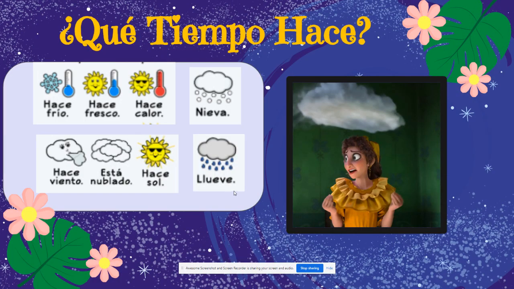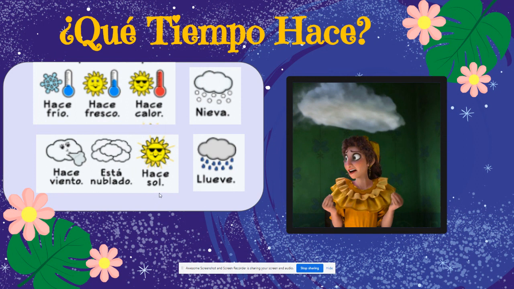I also like to begin every class with checking in about the weather. And how you ask what the weather is like is, ¿Qué tiempo hace? And in Spanish, the way you would reply to weather expressions would be the phrase hace for most of the weather expressions. So if it's cold, you say hace frío. Hot, hace calor. And then cool or anything in between would be hace fresco. So let's repeat after me. Hace frío. Hace fresco. Hace calor.